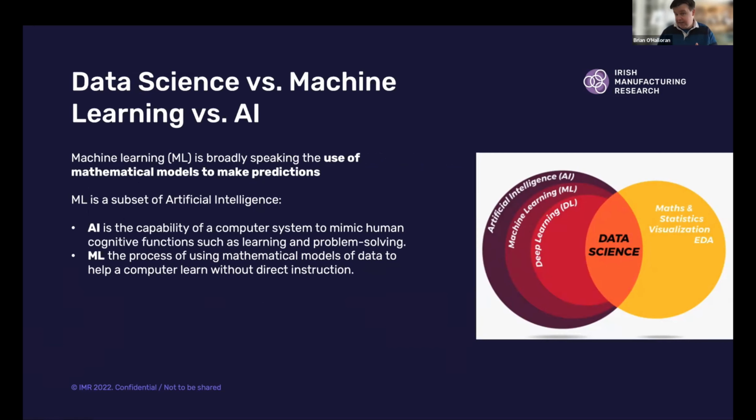Machine learning itself is actually just a subset of artificial intelligence, as you see in the diagram on the right-hand side. AI by itself is the capability of a computer system to mimic human cognitive functions, to be able to do things like learning and problem solving. Whereas machine learning is a process of using mathematical models of data to help a computer learn without direct instruction from the user. You can see in the intersection, you've come across the term data science, and data science really is the practice of using machine learning and AI in conjunction with things like visualizations and exploratory data analysis to be able to perform those necessary predictive tasks.